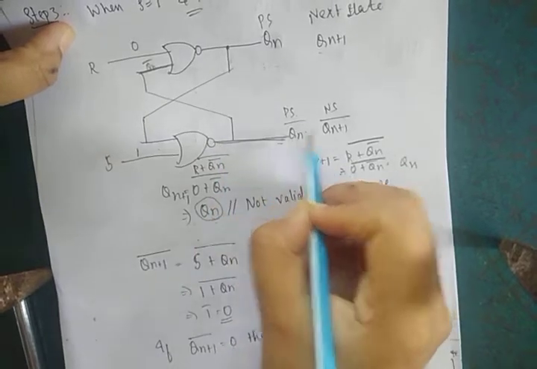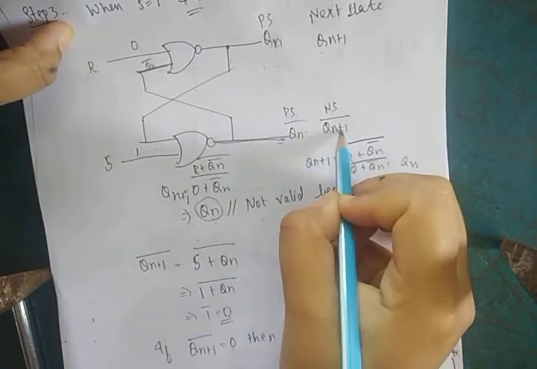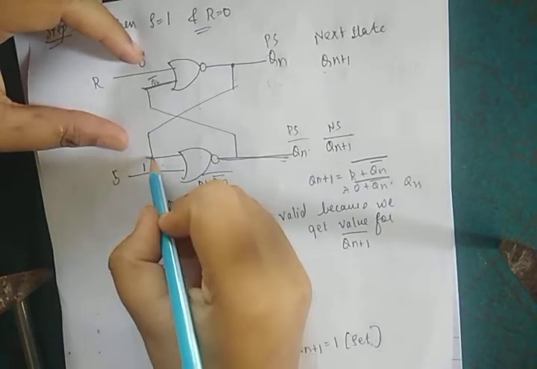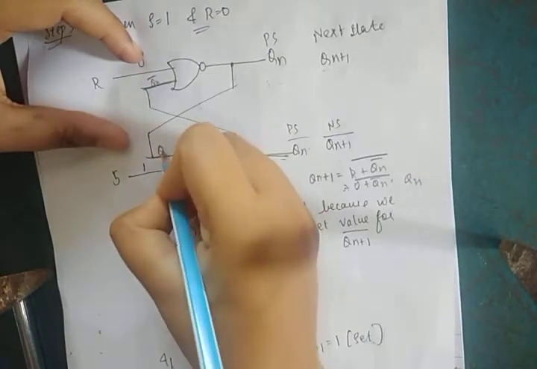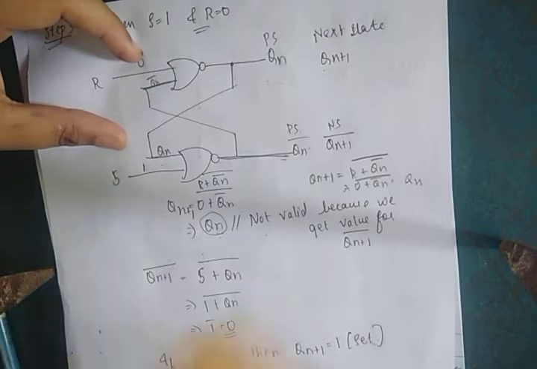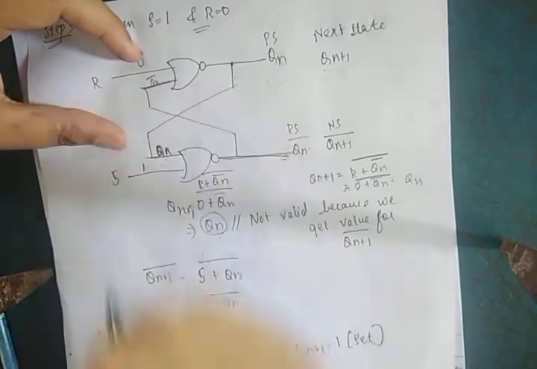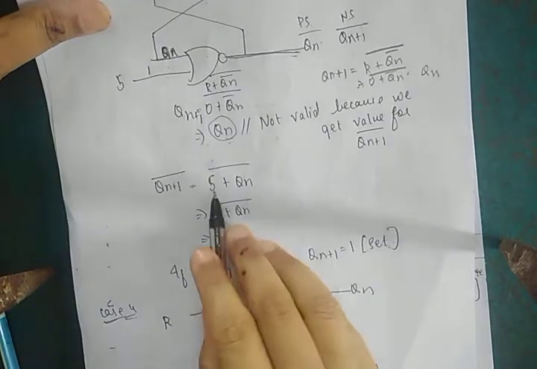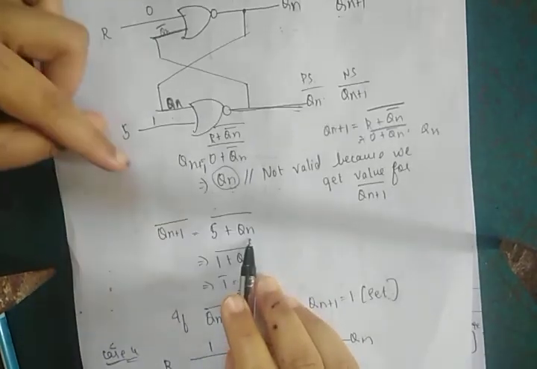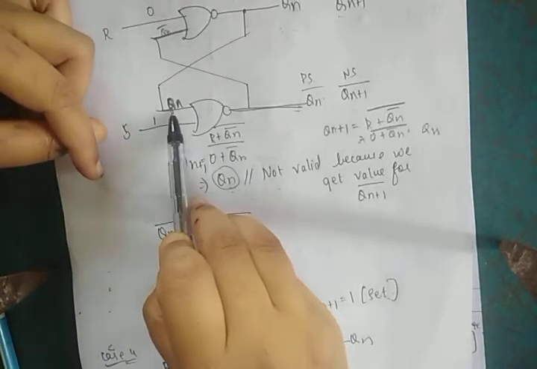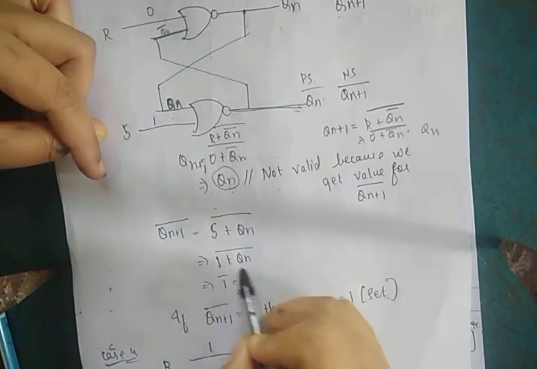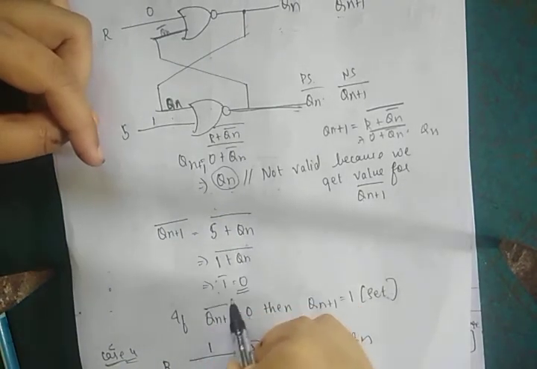Qn bar, how I can get Qn plus 1 bar? Next state of Qn bar is S. Inputs are what? Two. One is S and another one is Qn. So, Qn plus 1 bar is equal to S plus Qn, the whole bar. So, what is S? 1 plus Qn, the whole bar. That is 1 bar is equal to 0.